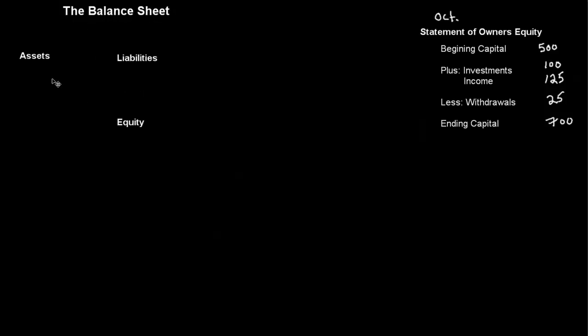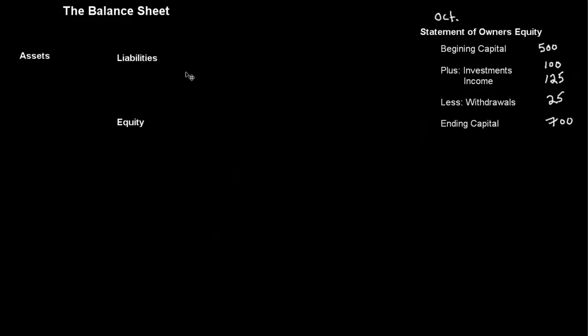Under the asset section, you're going to have different accounts like cash, supplies, equipment. Under liabilities, you're going to have all the liability accounts like accounts payable, notes payable, and under equity, you're usually going to have the ending balance of your capital, or whatever the balance is of your capital at that time. And we're going to get that from the statement of owner's equity, and I'll show you with an example.